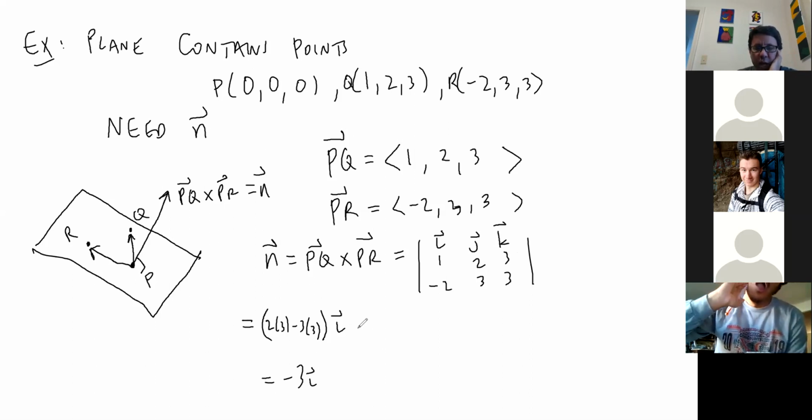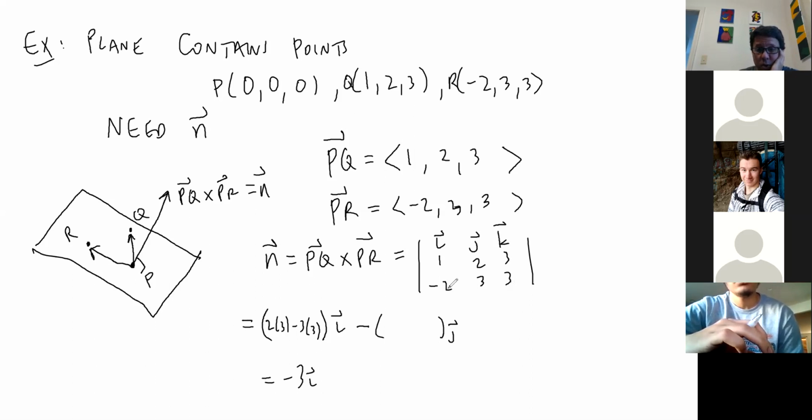And then for J, it's got a built-in negative sign. So for J, I cross out the J stuff, I'll have 1, 3, and minus 2, 3. So I do 1 times 3, and I do 3 times minus 2, and I subtract. So it's 3 minus a minus 6, so that'll be 9. And with the minus, that gives me minus 9.